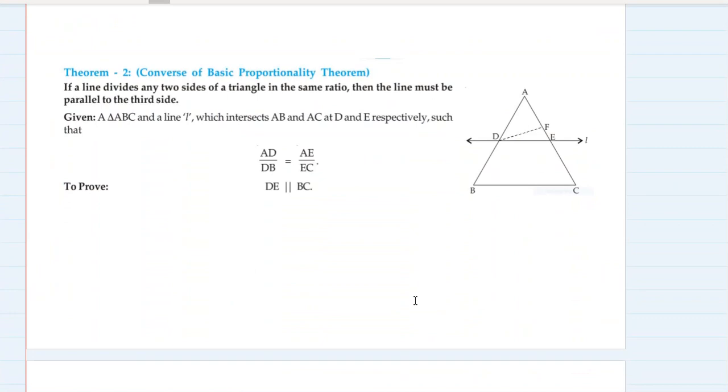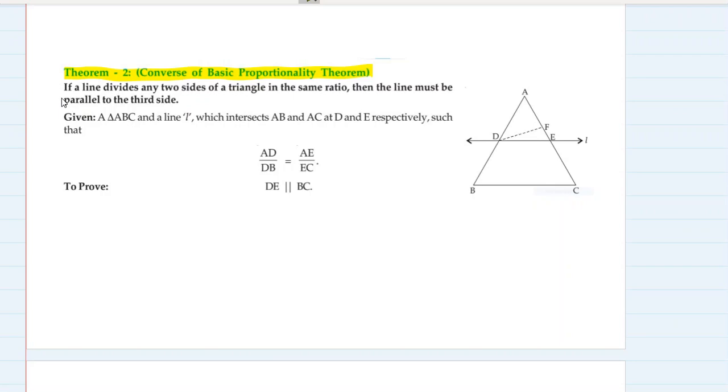The next theorem is converse of BPT, converse of basic proportionality theorem. This theorem is rarely asked in exams. So this theorem is not much of an exam oriented theorem. Nonetheless, we are going to prove it. So what is this converse of basic proportionality theorem? Converse of any theorem is generally the reverse of that theorem.